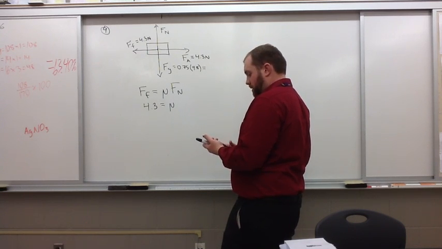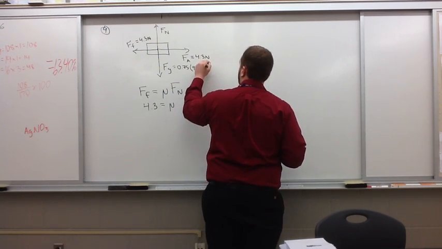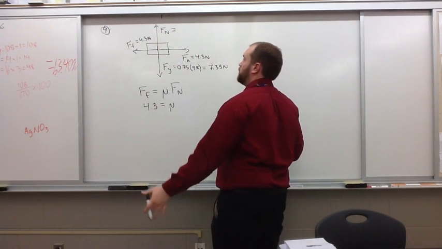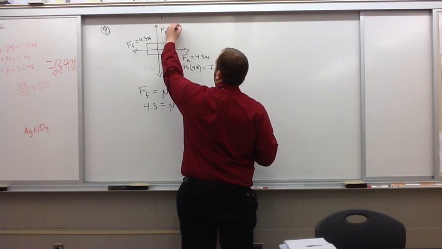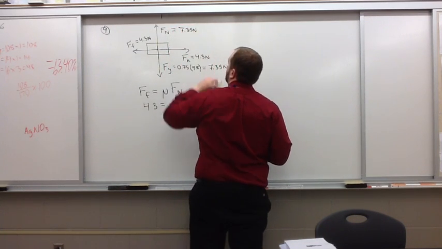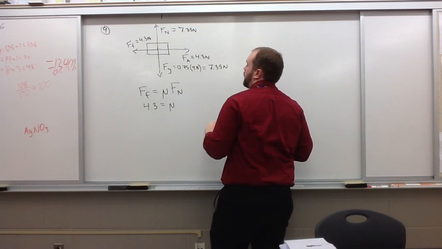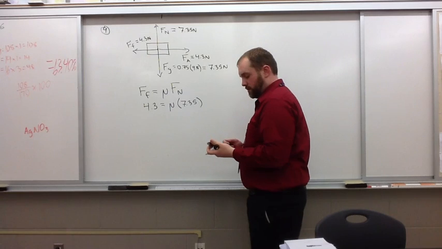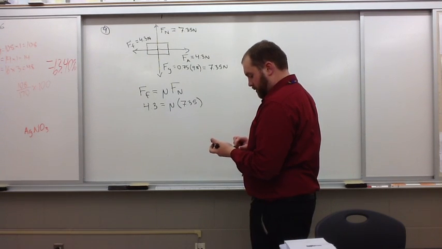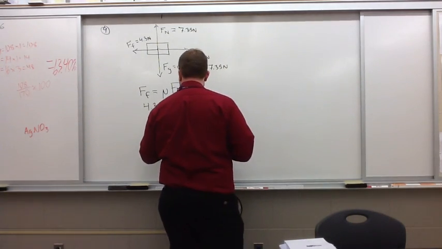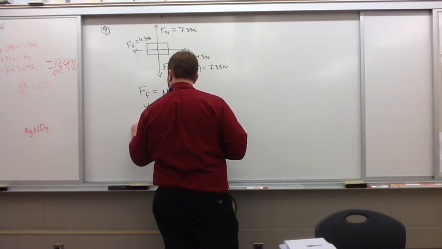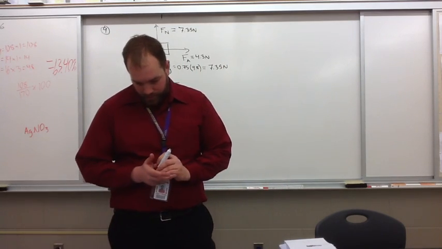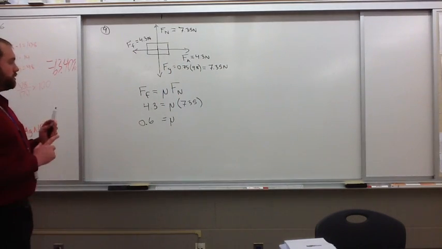0.75 times 9.8, 7.35. So the normal force, since this thing's not falling through the floor or coming up off the floor, 7.35 newtons of normal force. We got to balance each other out. So that tells us what we got to put in here. 7.35 newtons. 4.3 divided by 7.35 gives me a coefficient of friction of 0.6. Coefficient of friction is unitless. So it ends up being 0.6.